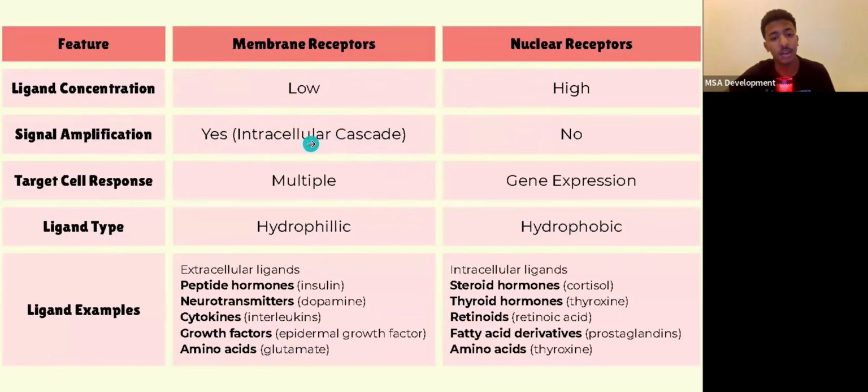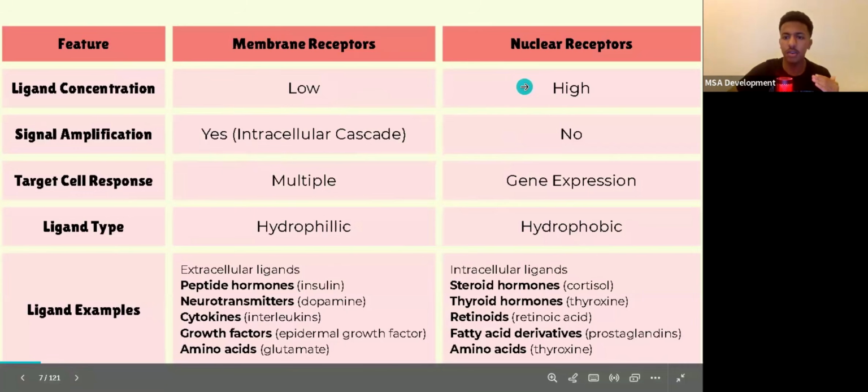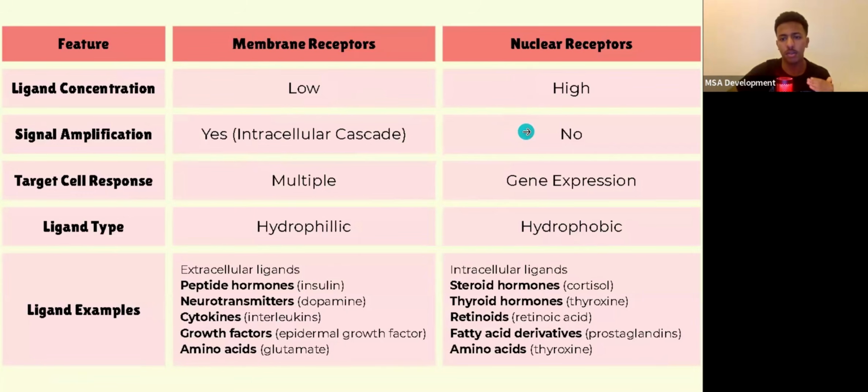Signal amplification is going to be present for membrane receptors because you have low ligand concentration. If you have a low ligand concentration, you want to amplify the signal. And if you have a high ligand concentration, you don't want to amplify the signal. Okay? Now, for target cell response, you have multiple target cell responses with membrane receptors. However, with nuclear receptors, you only have gene expression. Very important and high yield.